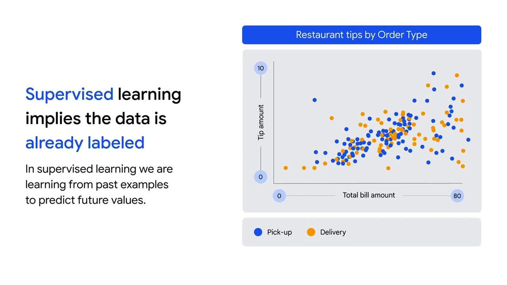Anyway, you have historical data of the bill amount and how much different people tipped based on order type, pickup, or delivery. In supervised learning, the model learns from past examples to predict future values. Here, the model uses the total bill amount data to predict the future tip amount based on whether an order was picked up or delivered. Also, guys, tip your delivery drivers.